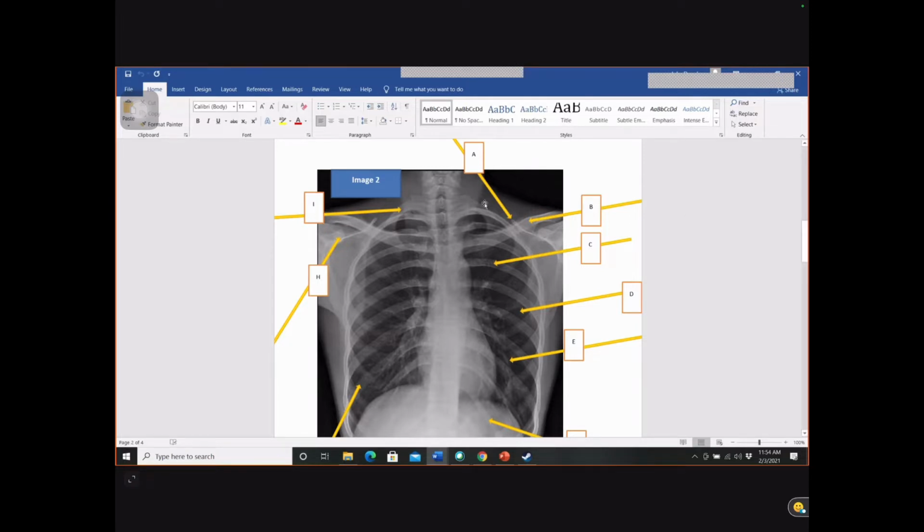Just to show you guys, let's count 1, 2, 3, 4, 5. Do not forget how to count those ribs. I know I keep saying that, but man, the registry loves to have you guys count ribs. Please make sure you master that.